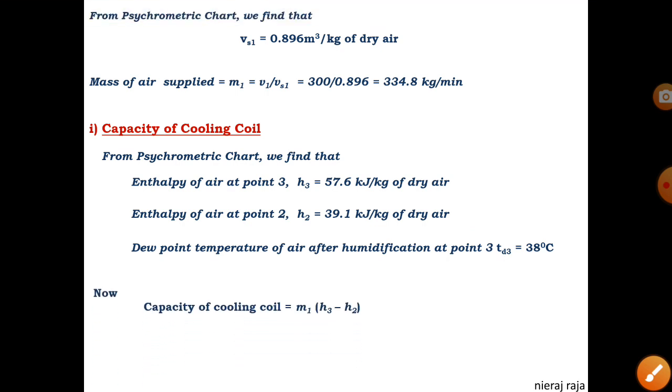Now capacity, when I'm calculating, is a simple formula: how much heat is removed in that particular process. So the mass of air multiplied by the enthalpy difference, H3 minus H2, and we'll get 6227 kilojoule per minute. Divided by 210, you will get it in TR, that is tonnage of refrigeration. This is the first thing you have calculated, that is cooling capacity.